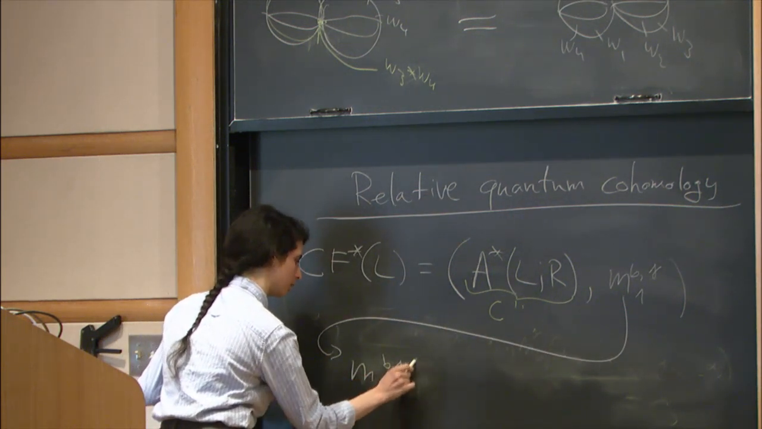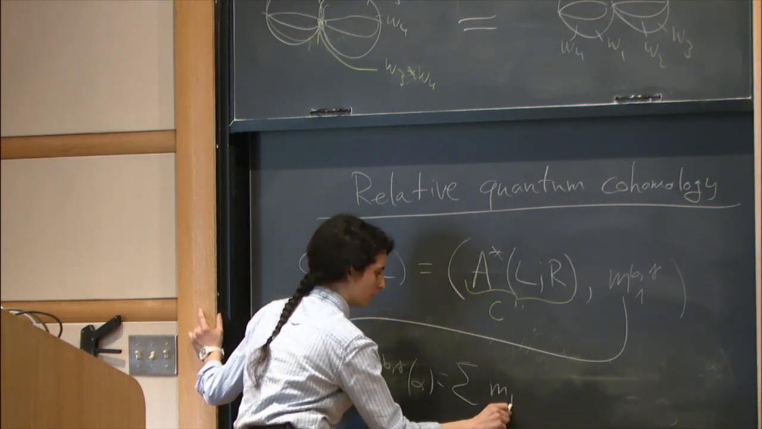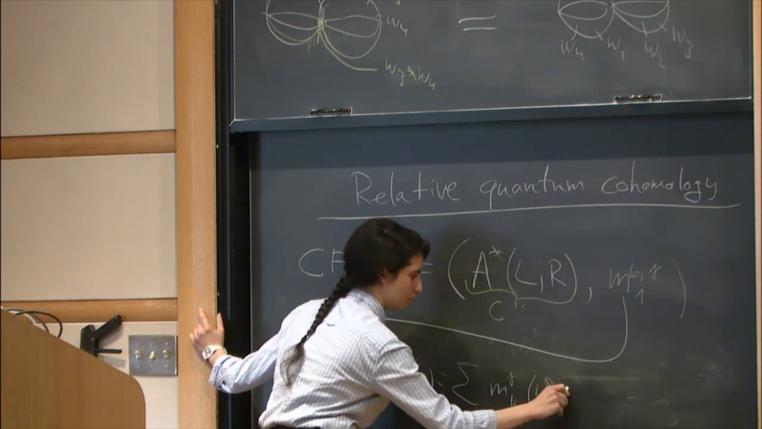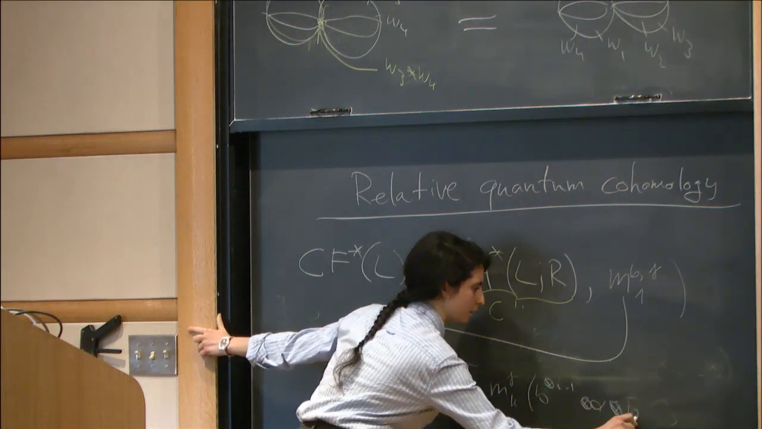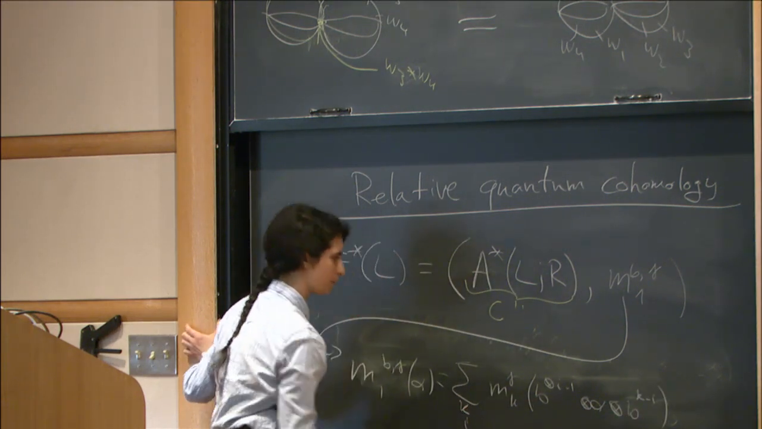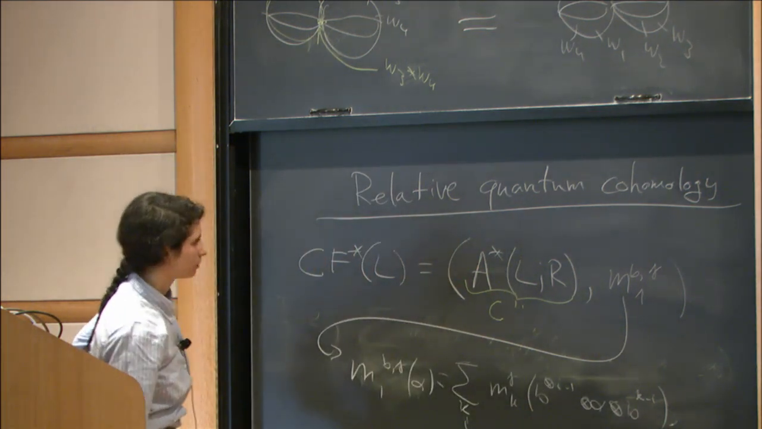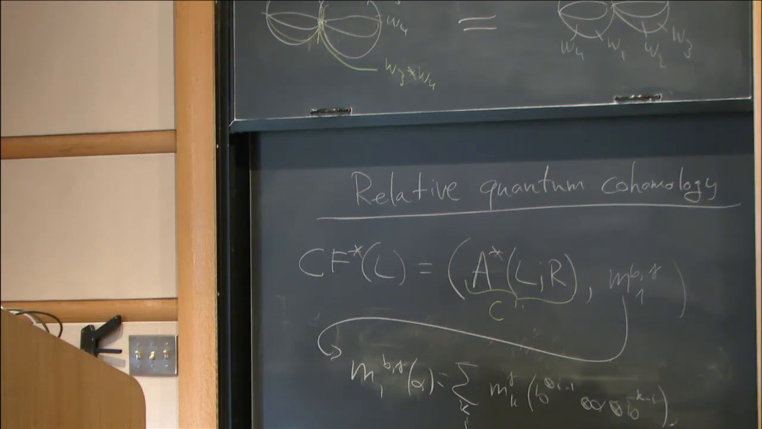M1^{B,gamma} of, say, alpha is the sum of M_k^gamma, where I plug B's, copies of B, before and after the alpha, B^{k-i}, and I sum over k, and I sum over i. Okay, just the deformed Floer complex.